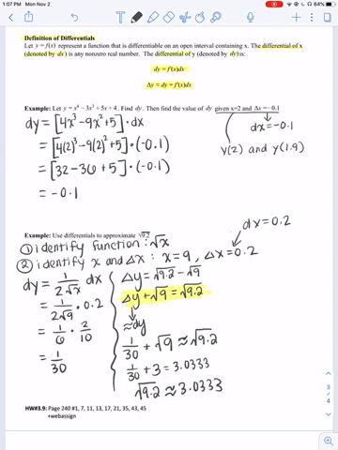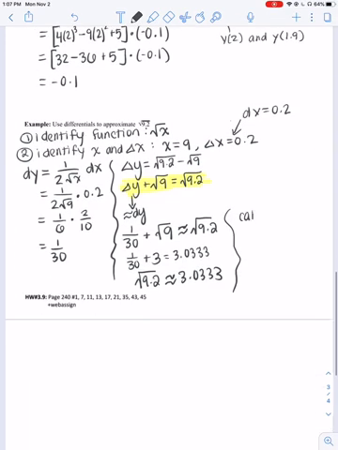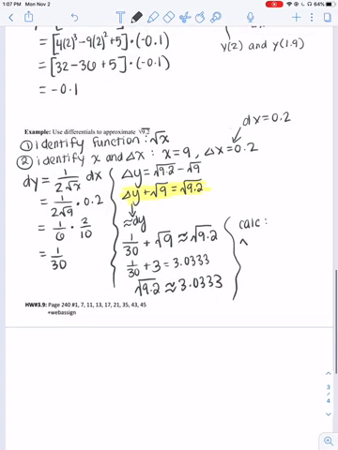And then let's say you go to a calculator and you just find the square root of 9.2. From a calculator, you get square root 9.2 is equal to 3.03315. And so as you can see, these are close, very close.